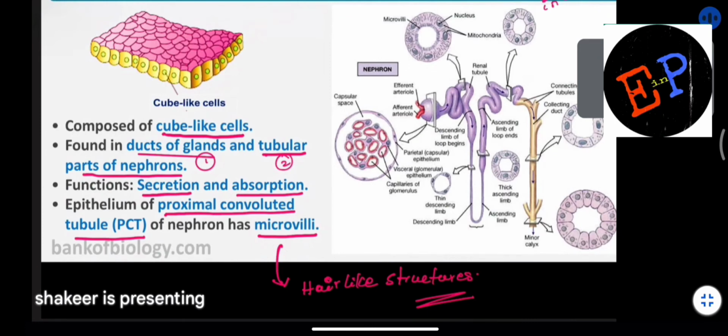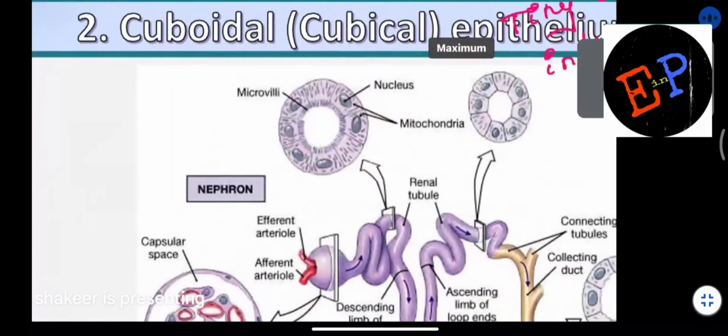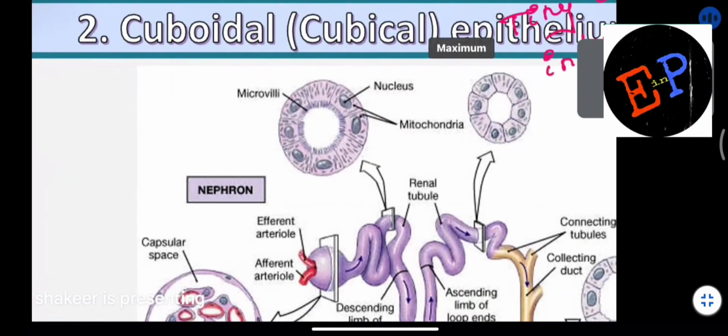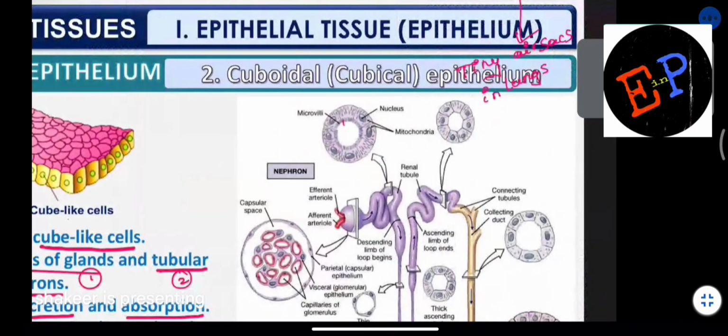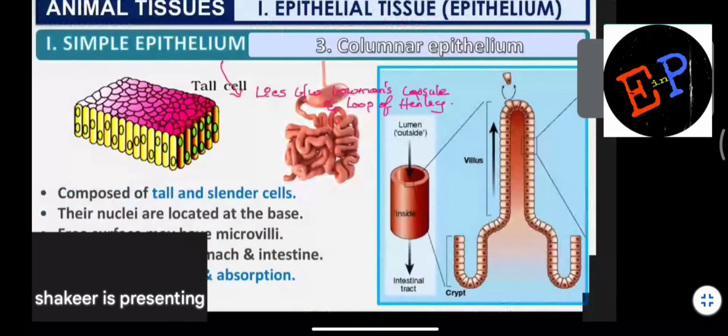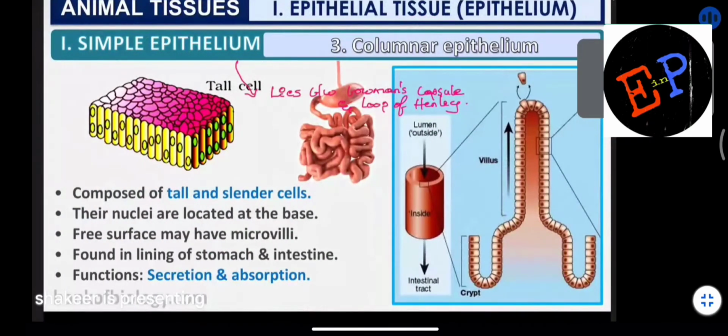So the inner regions of this PCT contain microvilli. And all these inner regions are made up of which kind of epithelium? Cuboidal epithelium. Is it clear? That's it. So in the figure you can find here. You are seeing these microvilli, no? Small hair-like structures in the nephrons. These small hair-like structures you can find in PCT. Clear? And they are made up of what kind of cells? Cuboidal cells.